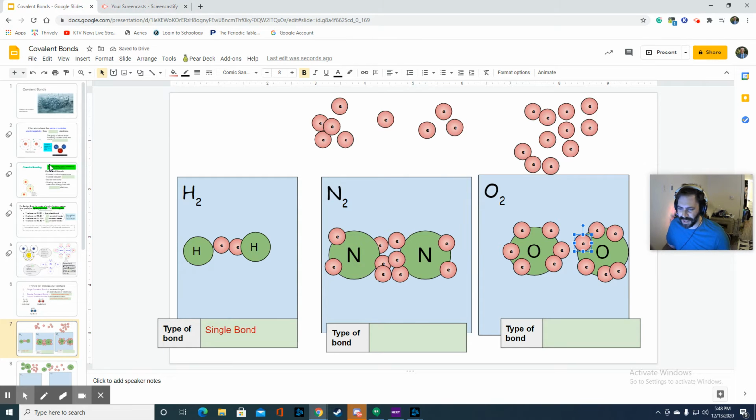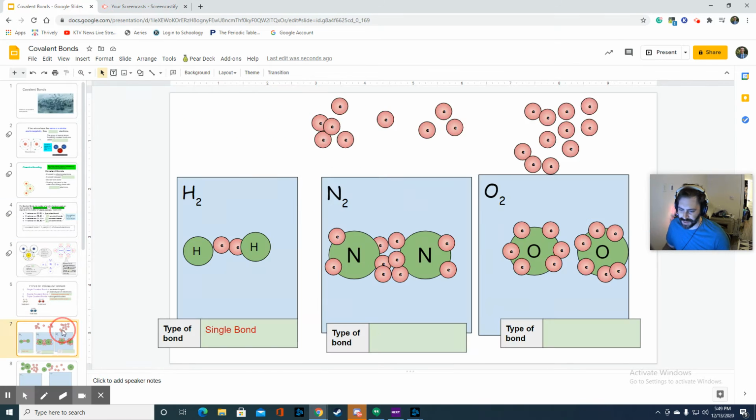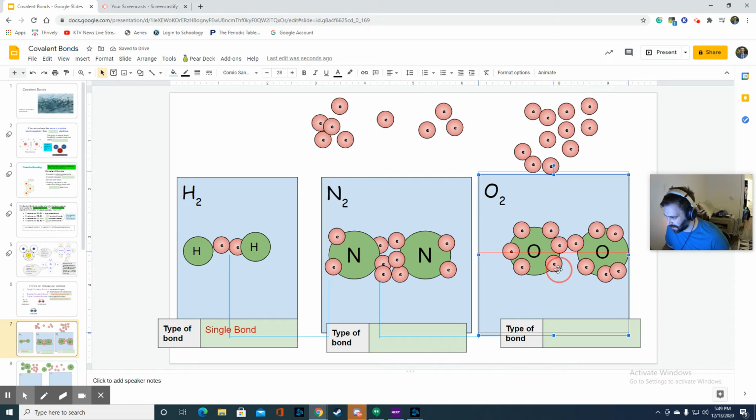So we need how many? 6 valence electrons. We need 2 covalent bonds. Okay, so let's see. We need to share them in the middle. There's one right there. Again, I'm grabbing the background. Let me grab the electron. Move it out a little more. There we go. So they're sharing. Let me separate this one a little more so it looks a little neater. Okay, so those 2 oxygens are sharing those in the middle.